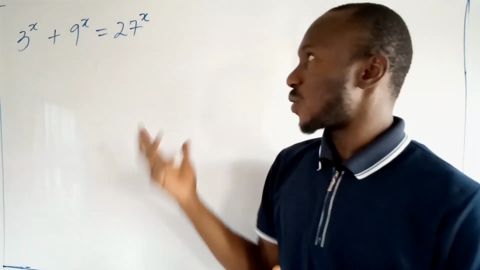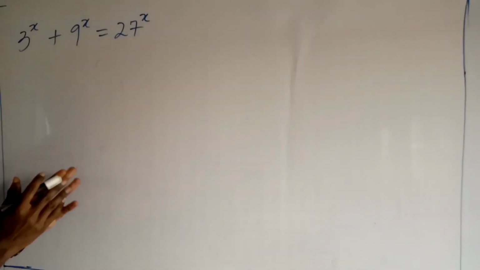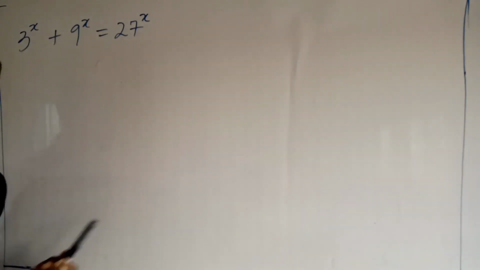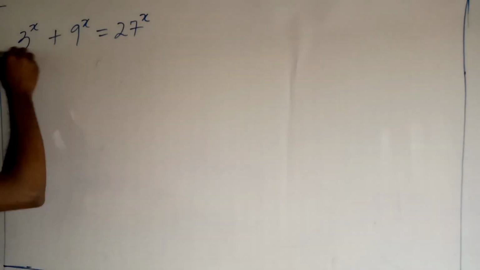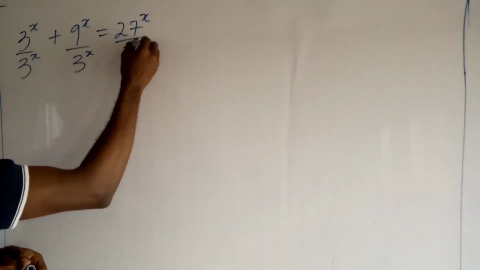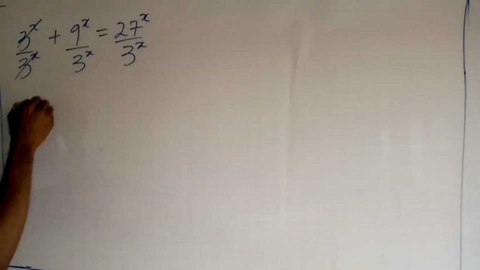Alright, so let us go on to the question right now. The first thing I want to do, viewers, is divide both sides by 3 to the power x, and let's see how it turns out. So if I divide all these terms by 3 to the power x, of course this and this will cancel out, so I have 1 here, plus.